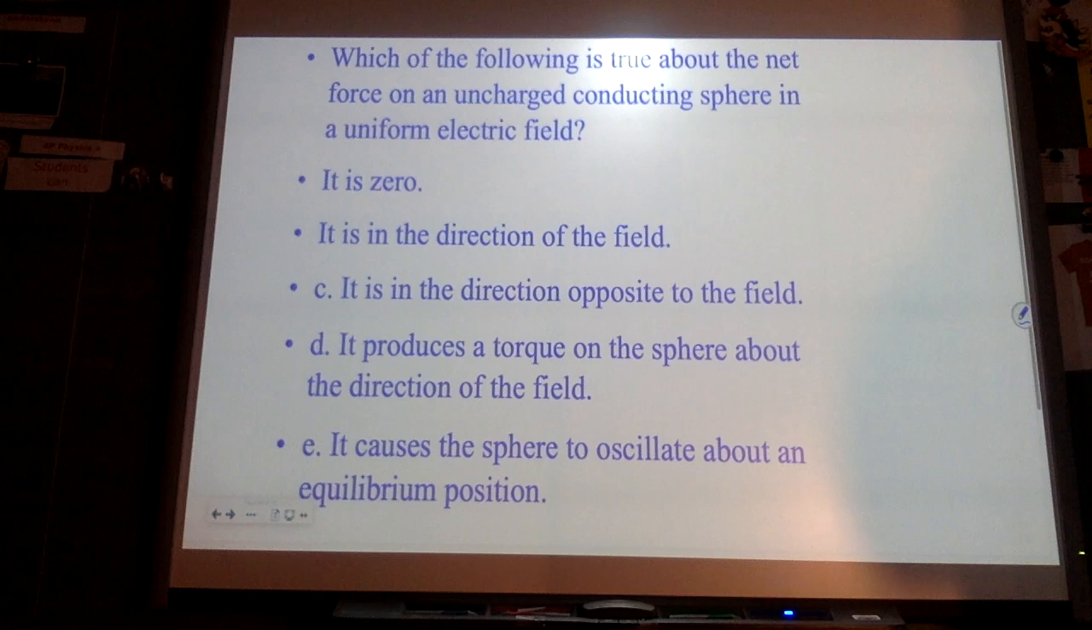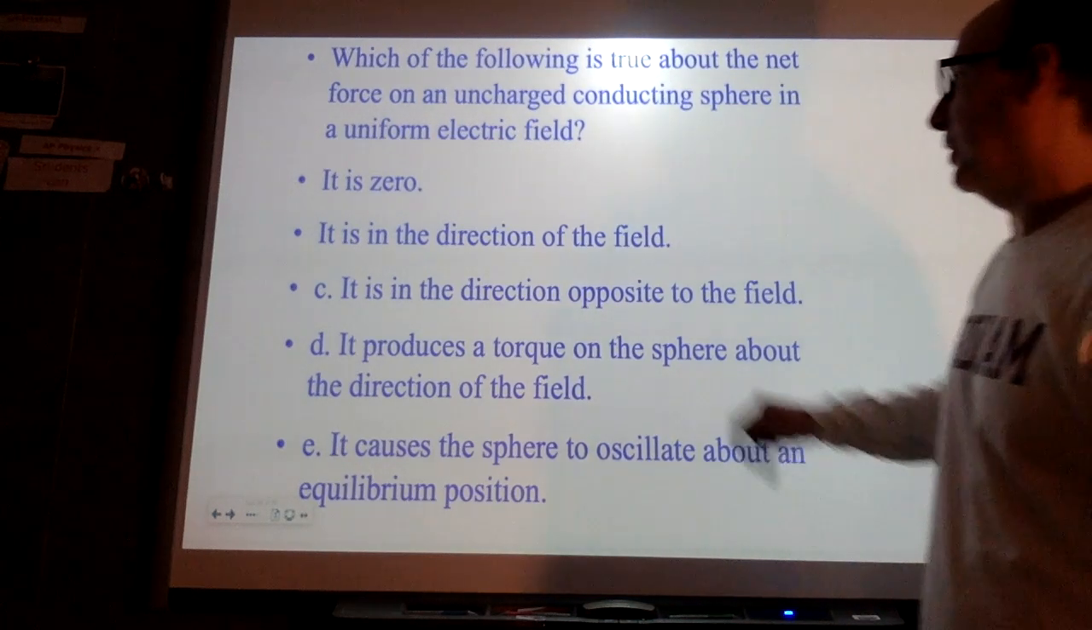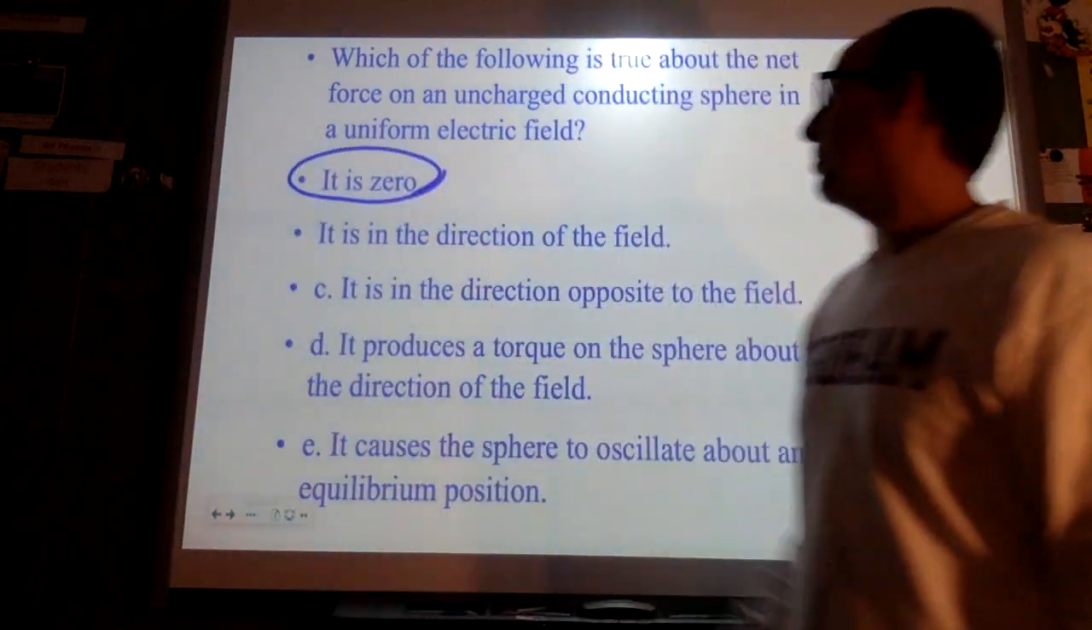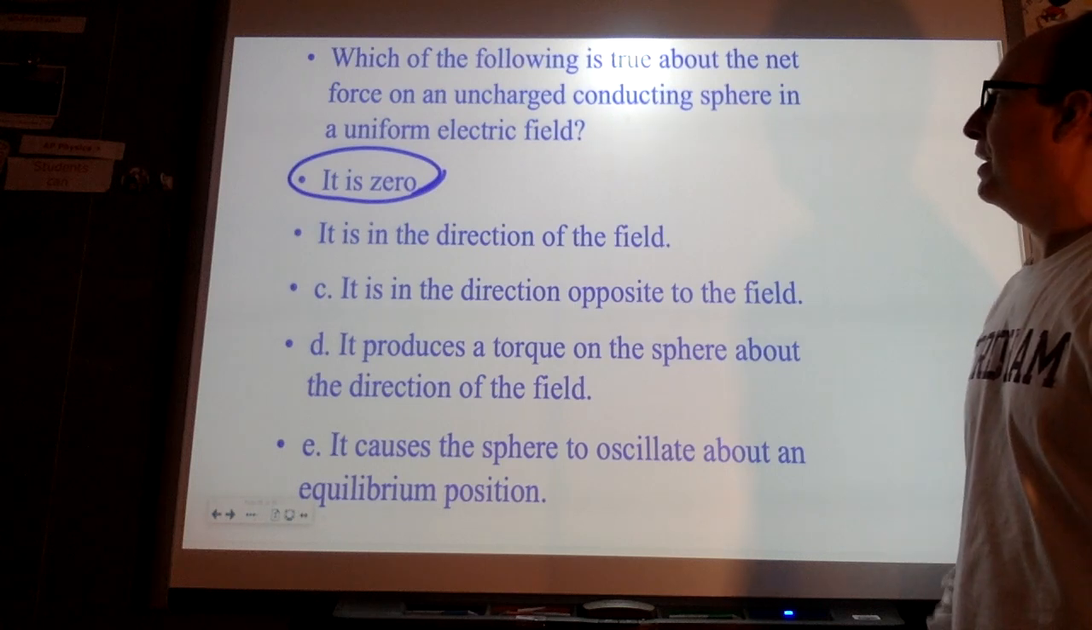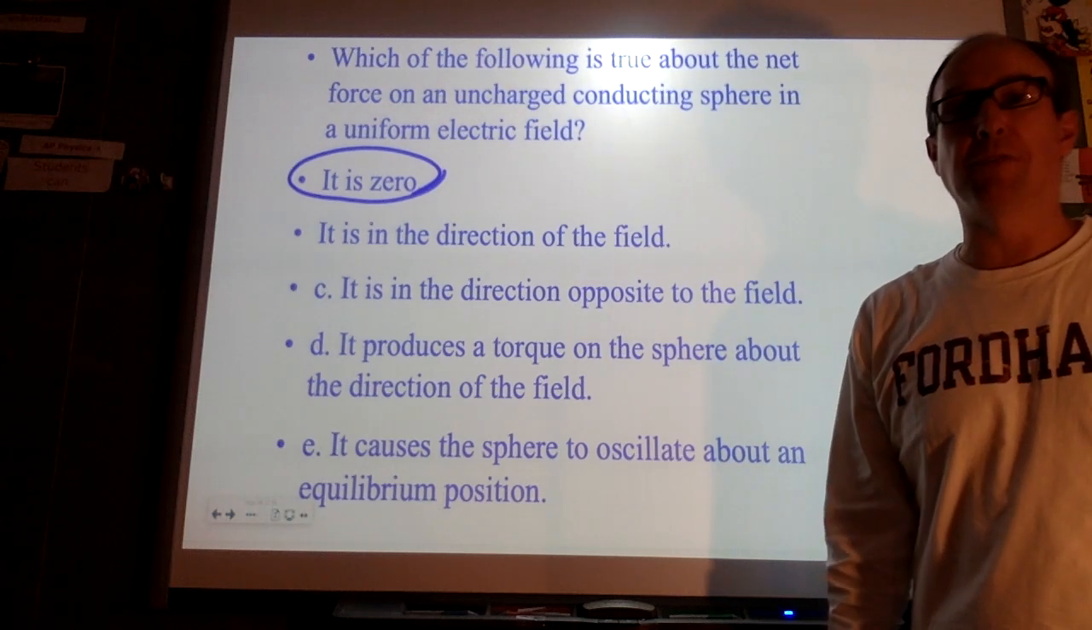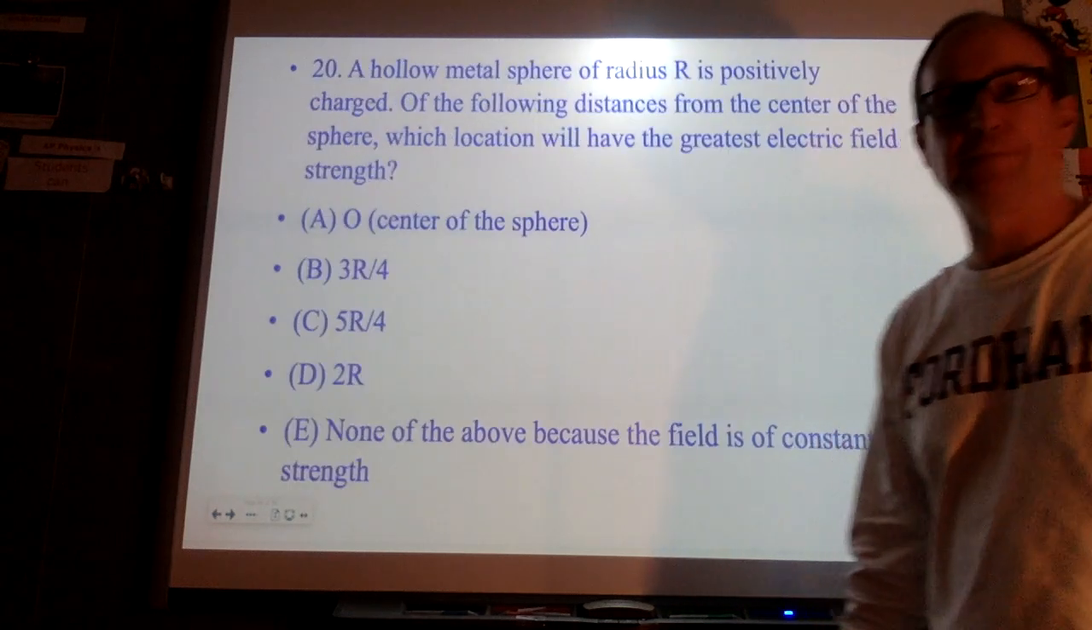All right. Which of the following is true about the net force on an uncharged conducting sphere in a uniform electric field? If its net charge is 0, its force would be 0. So even though it's made up of charges, they would balance out.